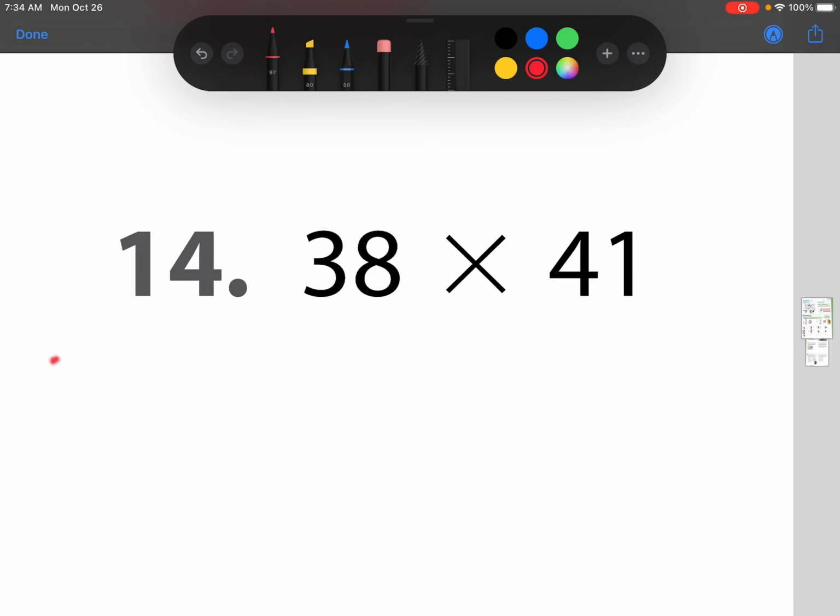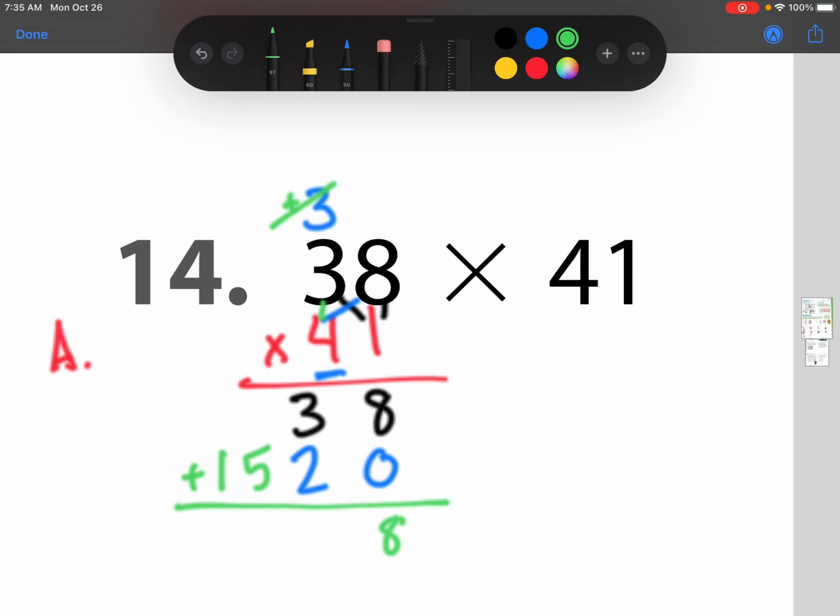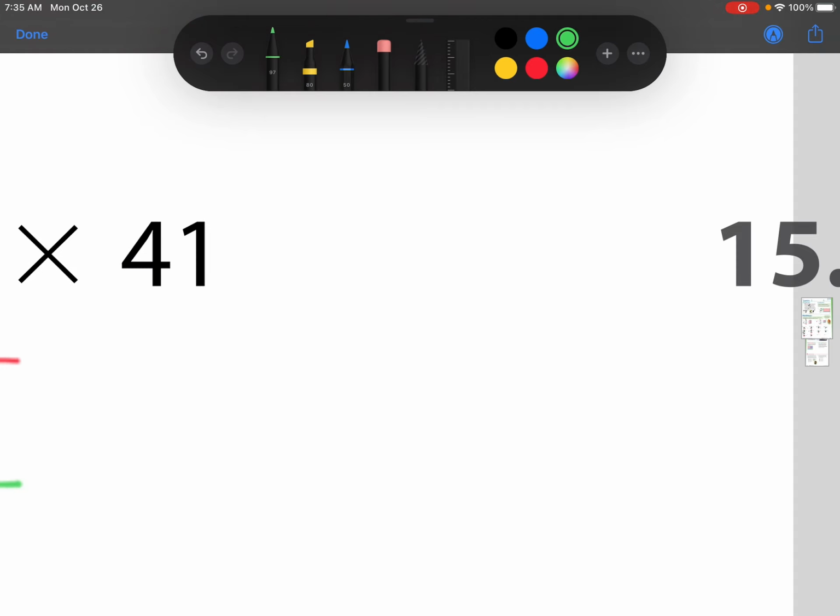Number 14, we're going to use our algorithm for this one. 38 times 41. 1 times 8 is 8. 1 times 3 is 3. Then I go to the tens place value, so I put a 0 down because I'm starting the tens. 4 times 8 is what? 32. Regroup that 3. 4 times 3 is 12, plus 3 is 15. I cross that 3 out so I know I've already added it, and then I add them up. 1,558. And lastly, number 15.